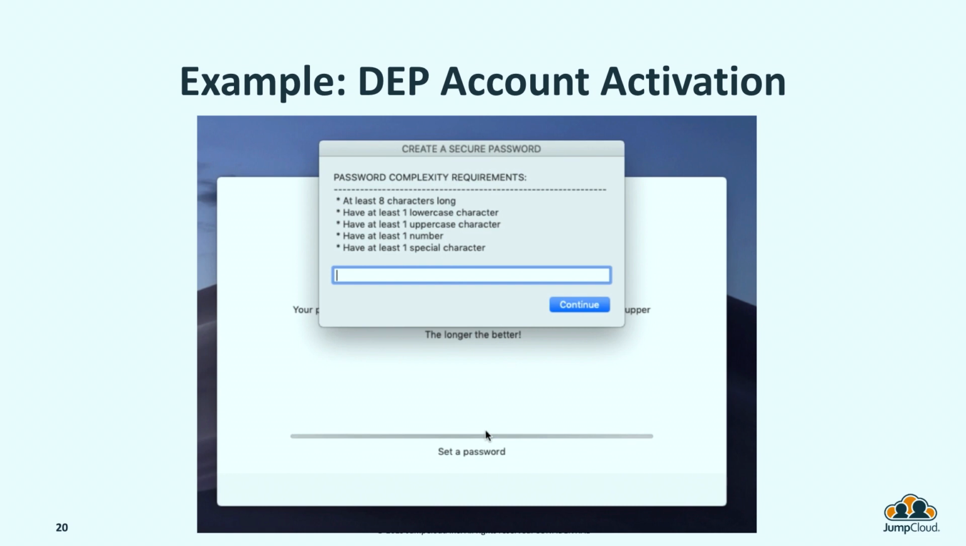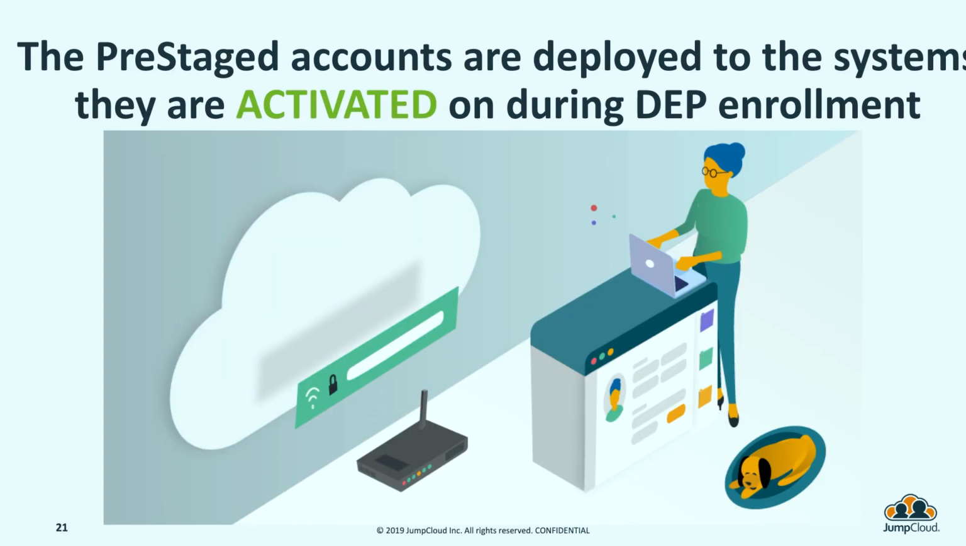JumpCloud, as the identity provider, can push this credential out and actually provision an account to her machine with the password she sets, which also gets propagated to all the other endpoints that JumpCloud manages. So on a user's first day, when they come in and unbox their machine, the workflow they're presented with not only onboards their system, but also onboards their account.